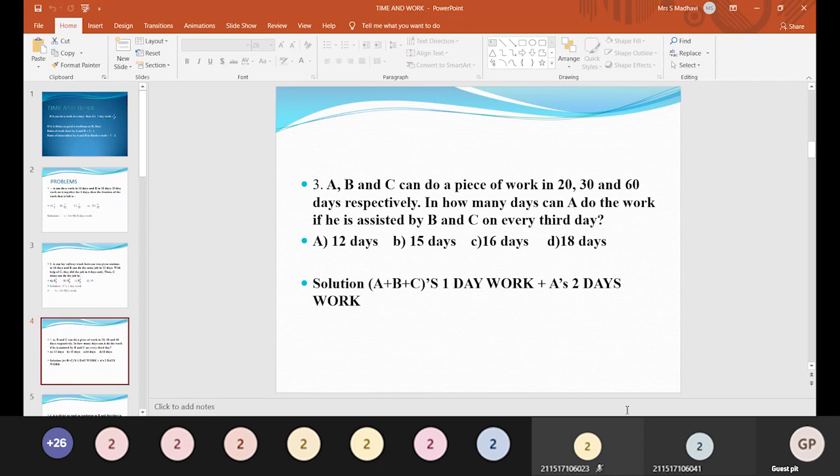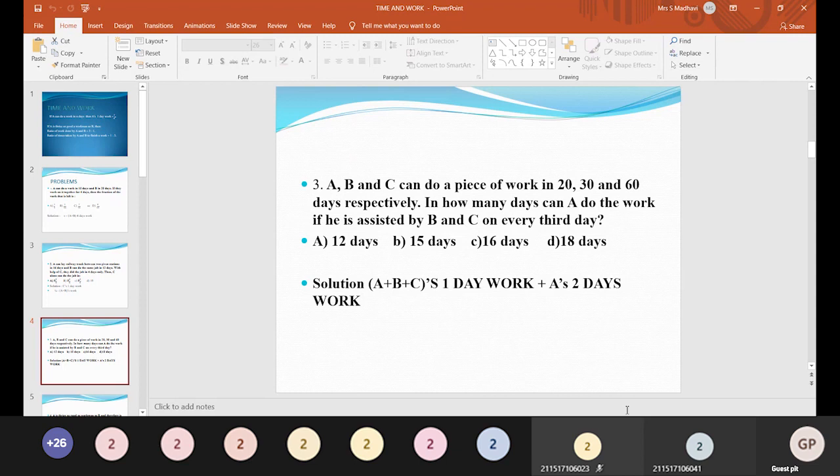Then A is 2 days work is 1 by 20 into 2. 2 days work means 1 by 20 into 2, which is equal to 1 by 10. Here A plus B plus C is 1 day's work is 1 by 10 and A is 2 days work is 1 by 10. Why are we doing this? Here A does the work and is assisted by B and C on every third day. So first A is doing the work for 2 days, and B and C combine only on every third day.